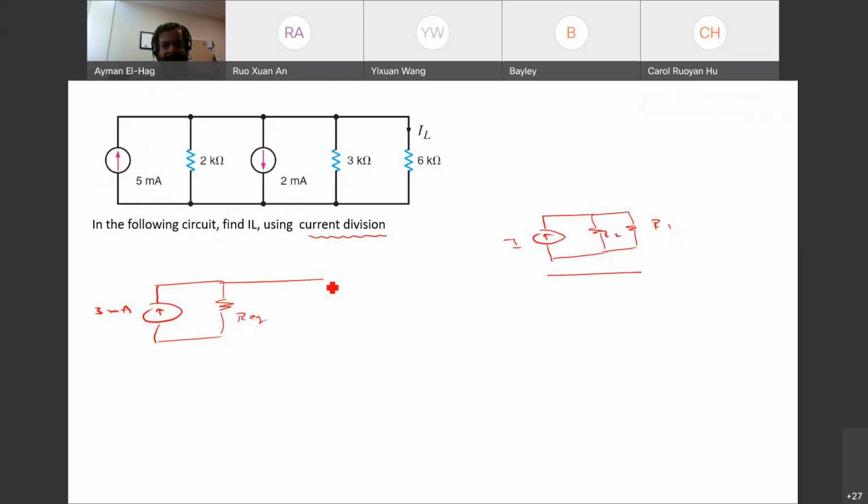And you keep the one of interest, the one that you need to find the current. You want to find the current in the 6 kilo. IL. You keep it, you don't touch this one, you keep it as it is. Now, see, you have this in this format. Now, your IL is equal to the current here, which is the 3 milliamps, times the other resistance, which is the R equivalent, divided by the R equivalent plus the 6 kilo. So this is how you do a current division question.